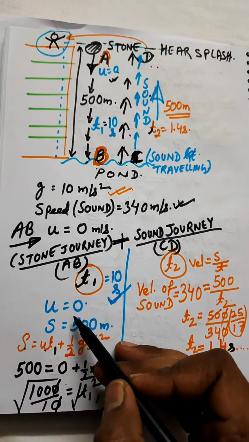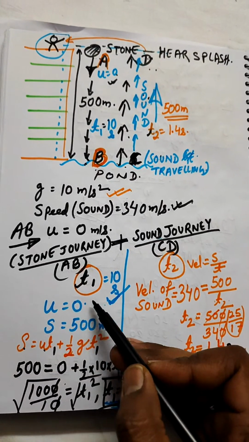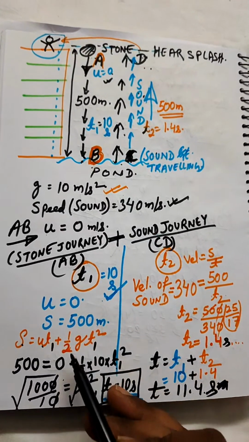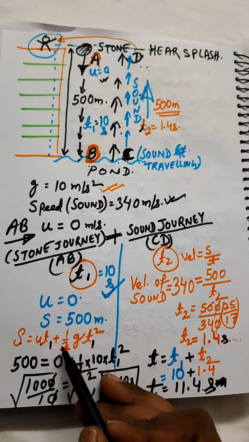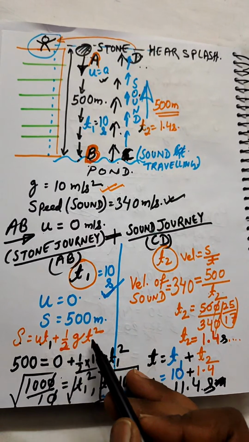For AB, you have initial velocity 0 because the stone is dropped. S is 500 meters, that is the displacement. Apply the formula s equal to ut plus half gt square.